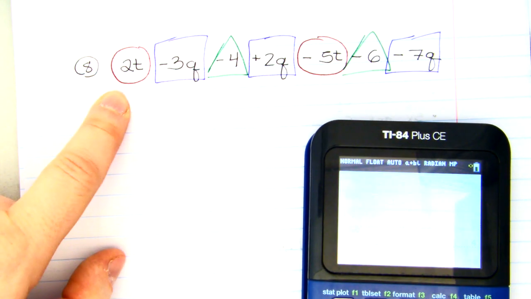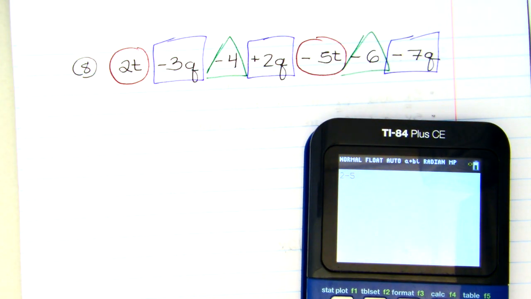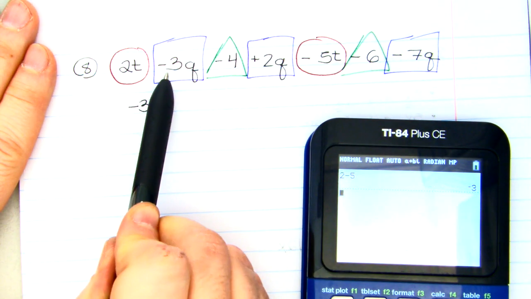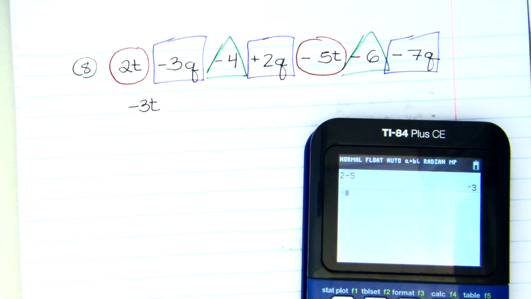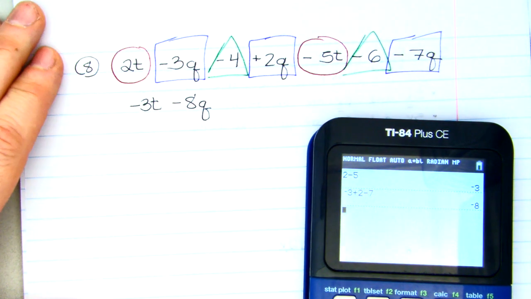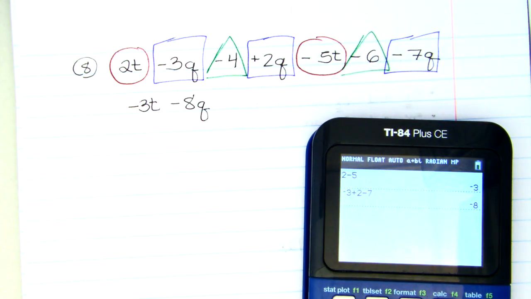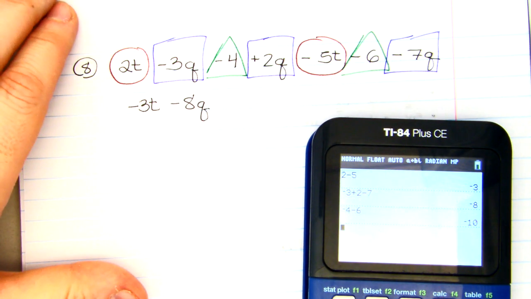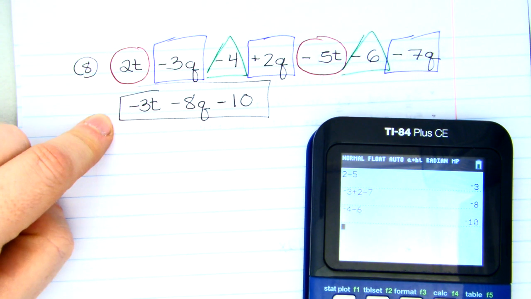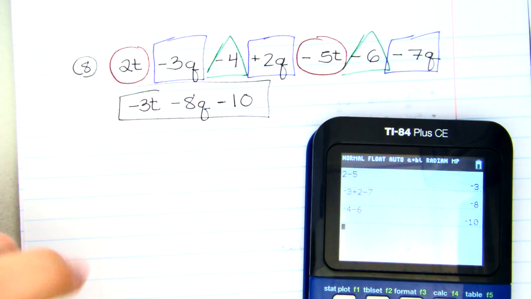The t's. Well, I've got 2t minus 5t. 2 minus 5 will give me negative 3t. Let's look at the q's. Negative 3 plus 2 minus 7 will give me negative 8q. Finally, negative 4 minus 6 will give me minus 10. Your fully simplified version is negative 3t minus 8q minus 10. Go try the IXL problems, and if that's not making sense, I will put some more examples in a video and we'll show you a few more of these things.